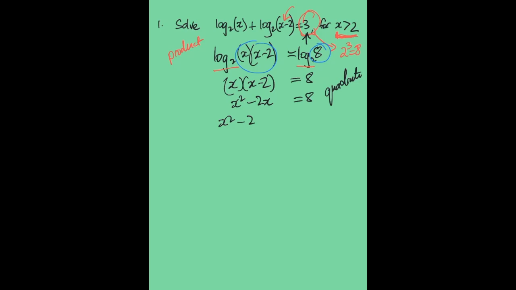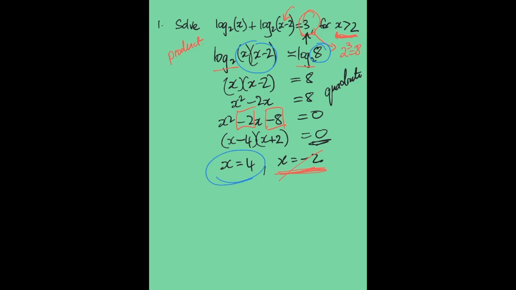x squared minus 2x minus 8 is equal to 0, and factorize it to find out what x is. So what I'm looking for is a number that multiplies to give minus 8 and adds to give minus 2. So this means my minus number is going to be the bigger one, so minus 4 and plus 2. Looking at the solution, in order for this to equal 0, x must be equal to 4, or x is equal to negative 2. But we know that this is not possible because otherwise we would have a negative log and that would be undefined. So the answer we're looking for is x is equal to 4.